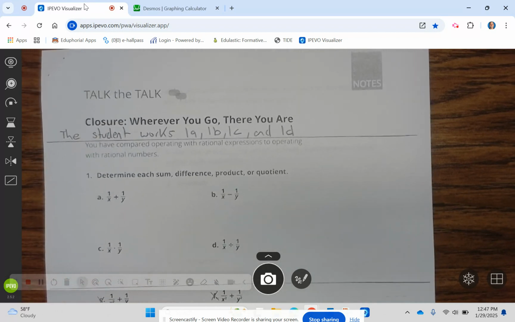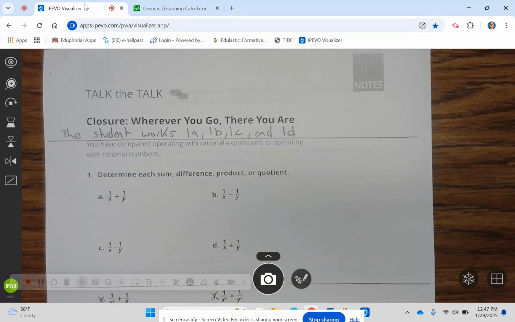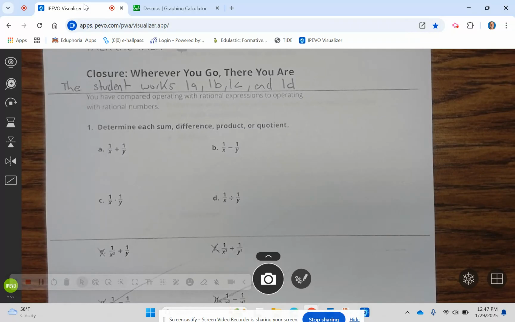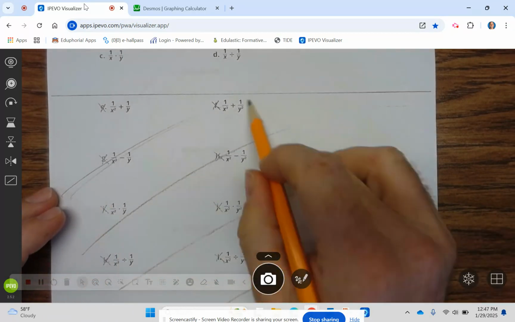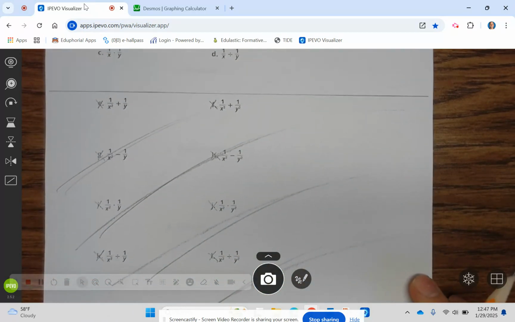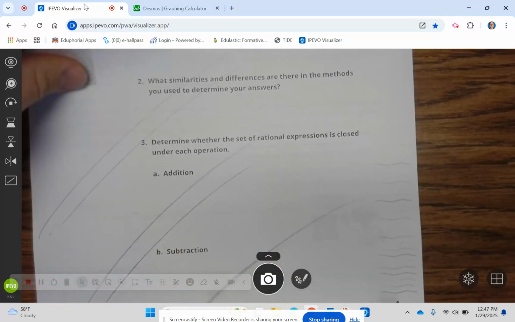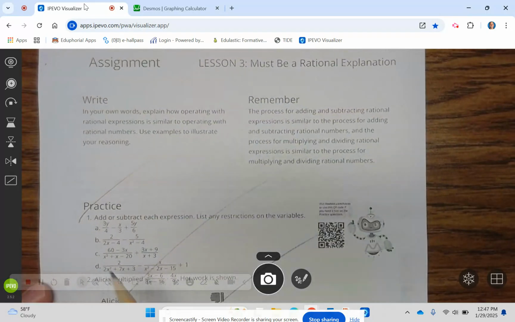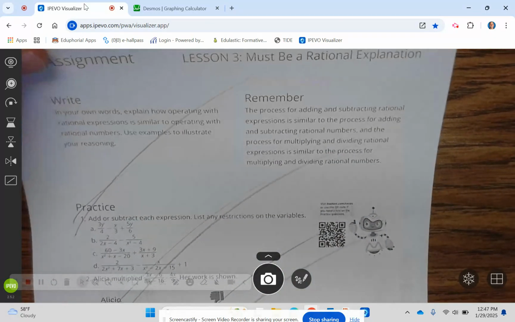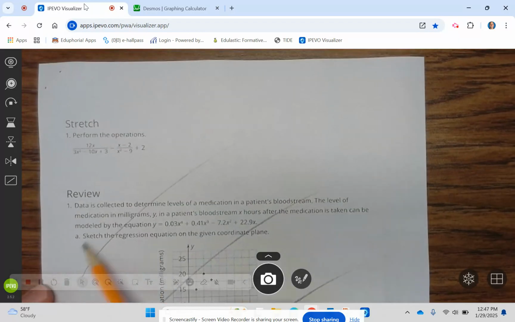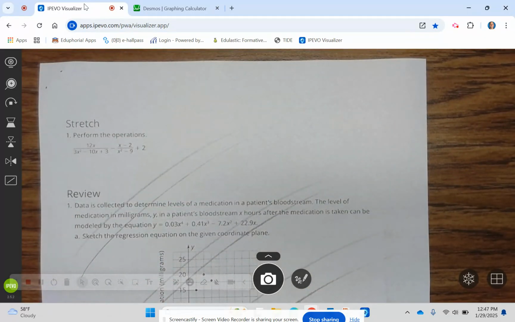All right, the student works 1A, 1B, 1C, and 1D. Go ahead and mark out the rest of the problems. Go ahead and mark out this page, and this page. Go ahead and finish up your notes, start working on the assignment, and have a wonderful Wildcat day.